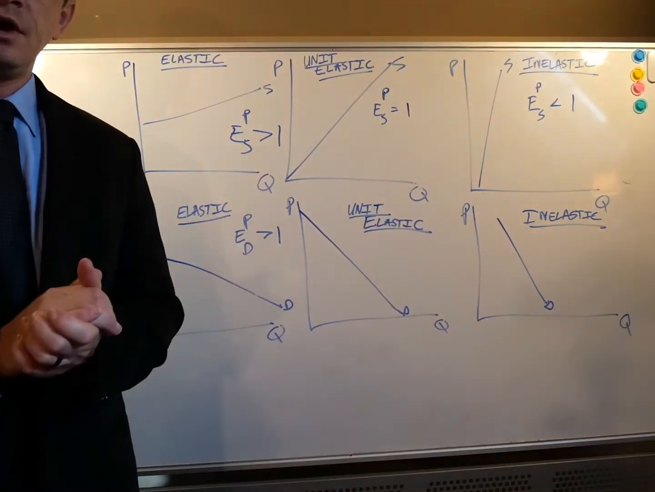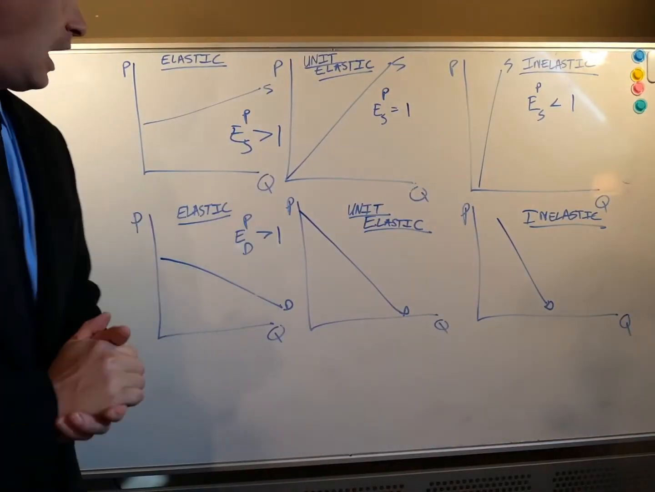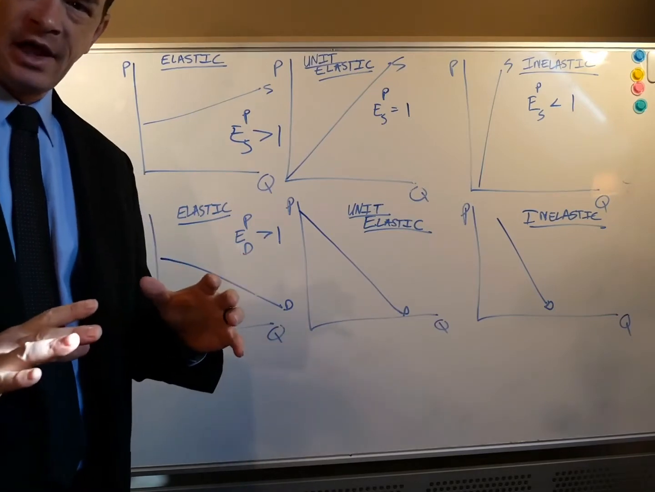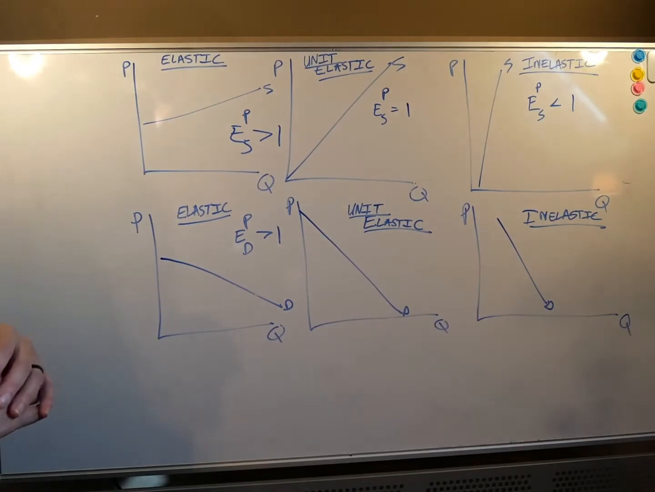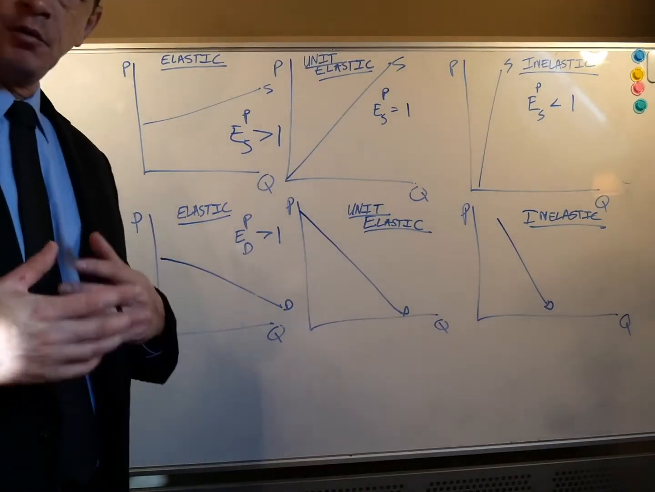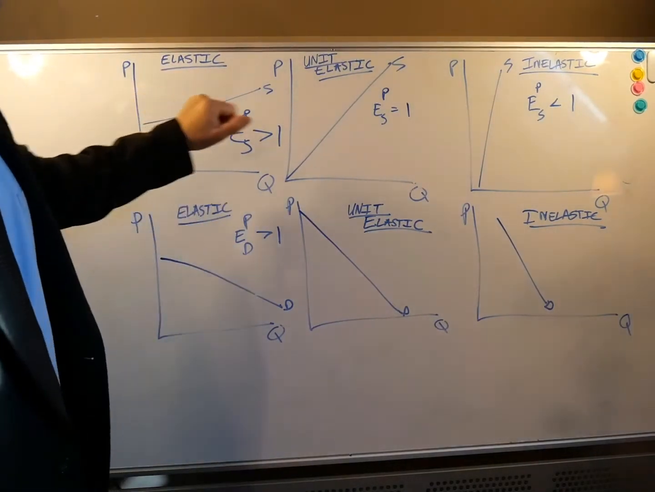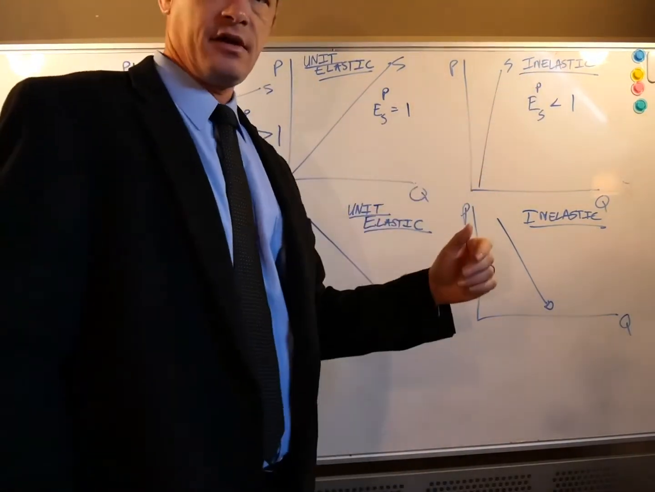Okay, one more quick video on elasticity. I lied on the first one. I want to actually show you the curves and what they look like because it's a bit of a shortcut, a bit of a hack. Basically, a supply or demand curve can be one of three things: elastic, unit elastic, or inelastic.